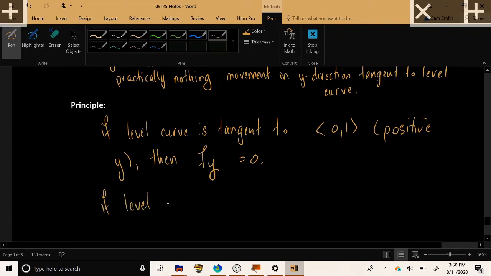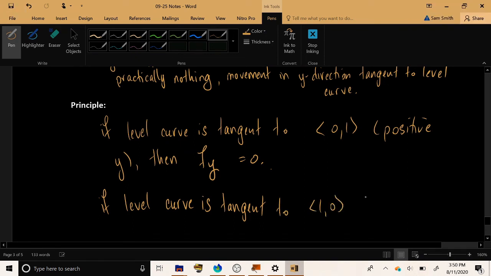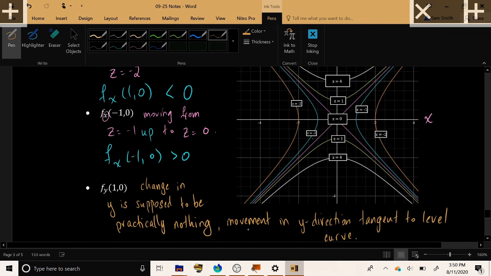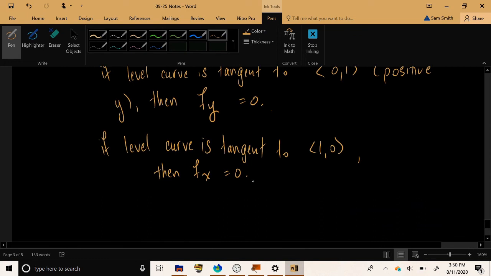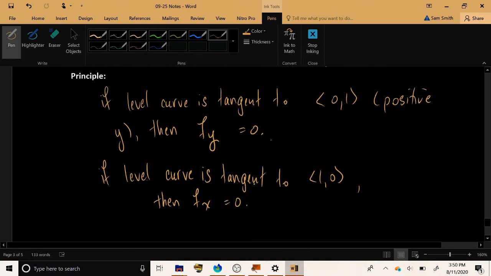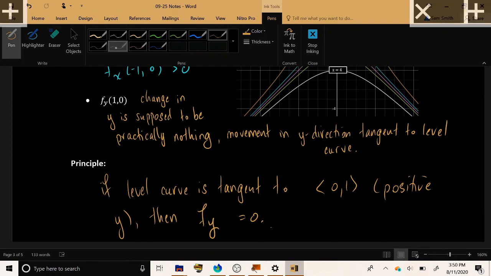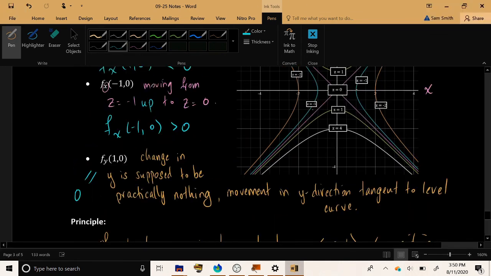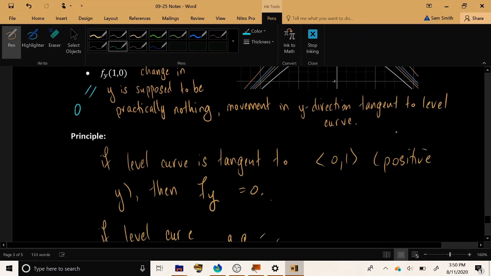Corresponding to that, if the level curve is tangent to the vector in the positive x direction, then the rate of change in the x direction is going to be 0 at that point, because moving just ever so slightly in the positive x direction will pretty much not cause you to leave the level curve that you're already on, and your output value will remain essentially constant, so that your derivative is 0. Therefore, in response to this question, my final answer would be that this partial derivative is 0, because at this point, the positive y direction and the level curve are tangent to each other. So just bear that in mind.